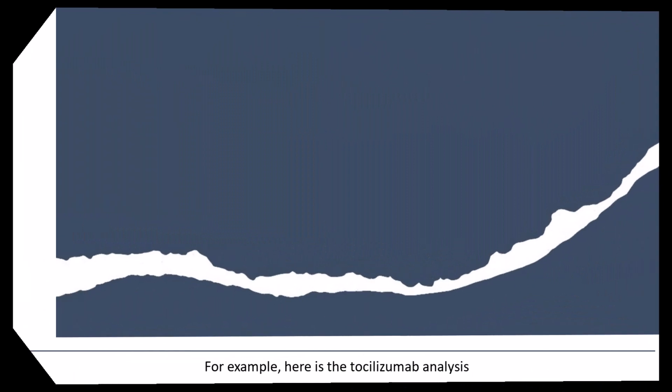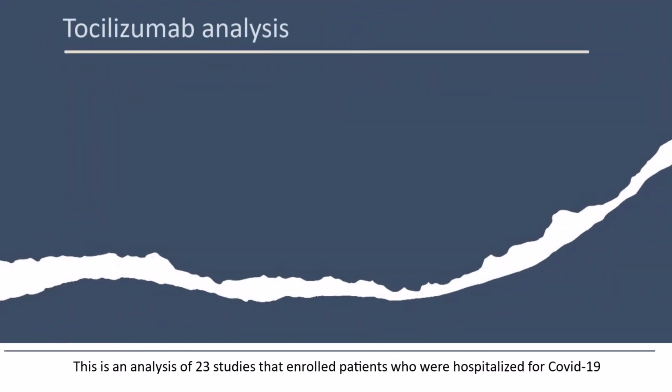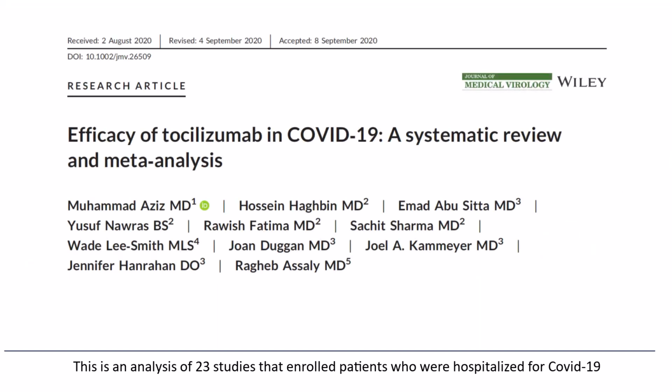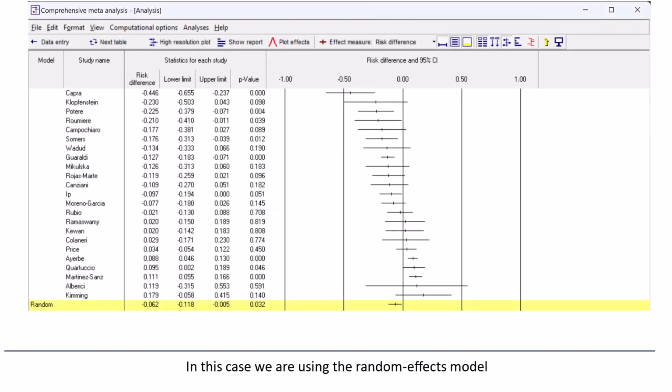For example, here's the tocilizumab analysis. This is an analysis of 23 studies that enrolled patients who were hospitalized for COVID-19. In each study, some patients were treated with a drug called tocilizumab, and others were not. These are observational studies rather than RCTs. You'll learn how to choose a statistical model. In this case, we're using the random effects model.